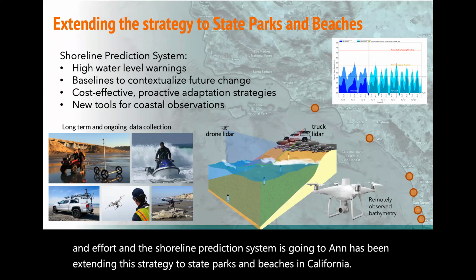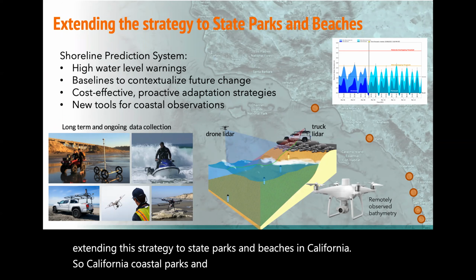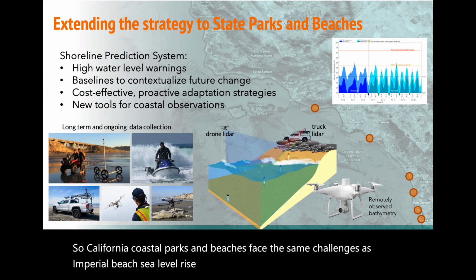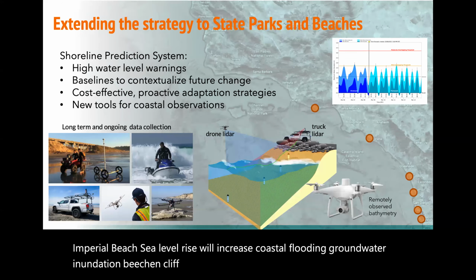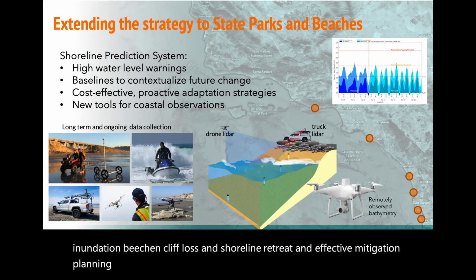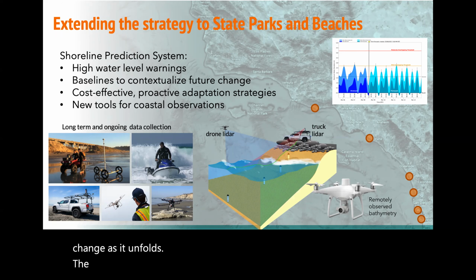So California coastal parks and beaches face the same challenges as Imperial Beach. Sea level rise will increase coastal flooding, groundwater inundation, beach and cliff loss, and shoreline retreat. And effective mitigation and planning requires monitoring and understanding coastal change as it unfolds. The California coastal park units need baselines to contextualize future change.